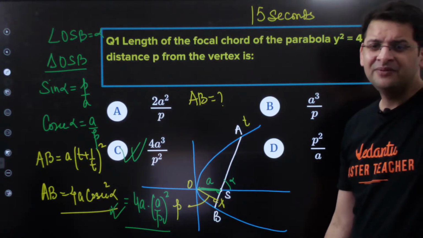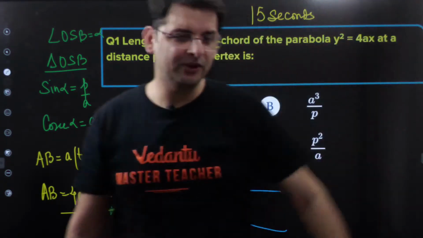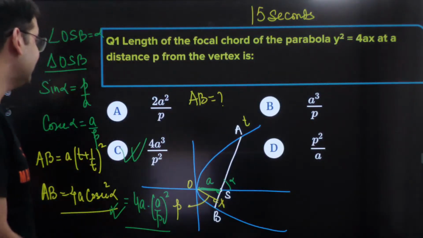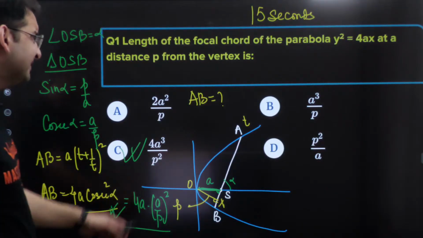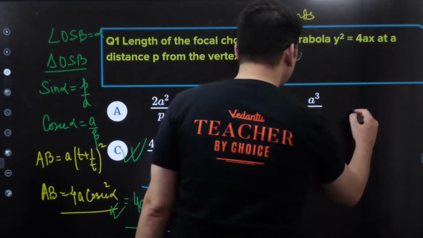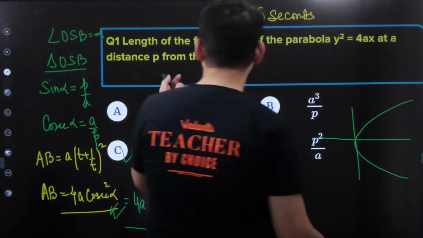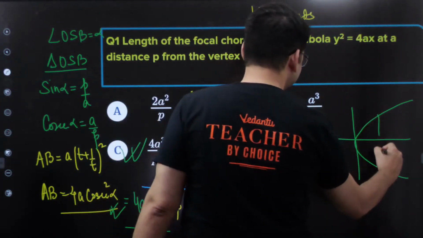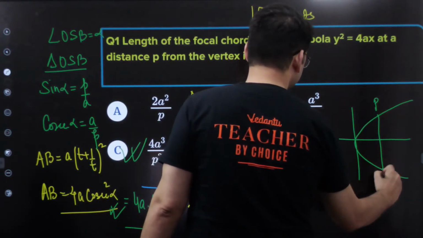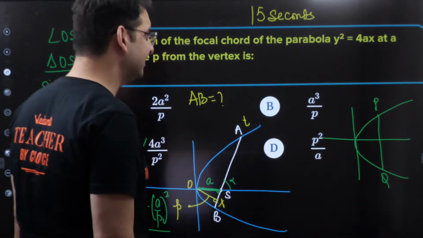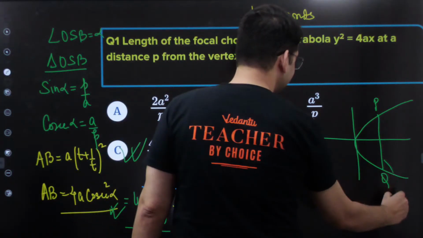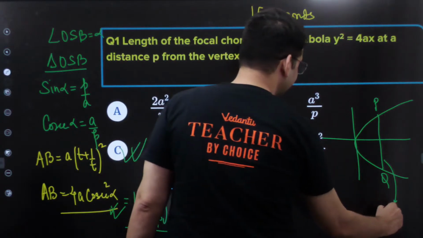Got it? The other way of doing this was, what was the other way of doing this? Right, so in these kind of things, what you do is, you make standard things. For example, one of the focal chords is the latus rectum. This length is 4a.